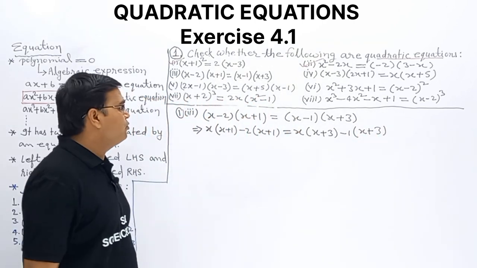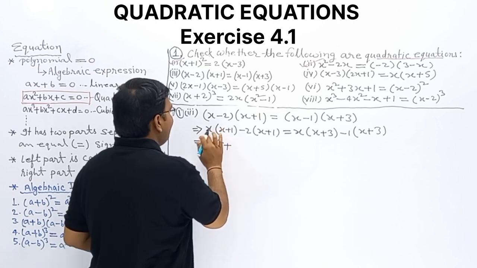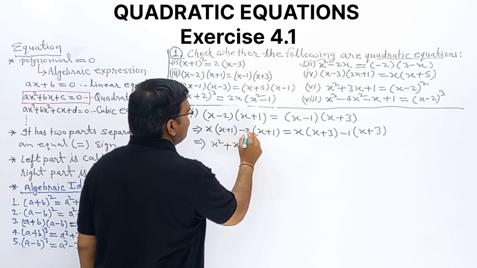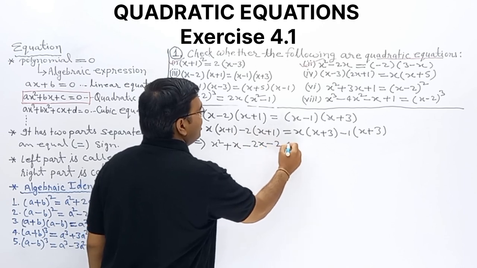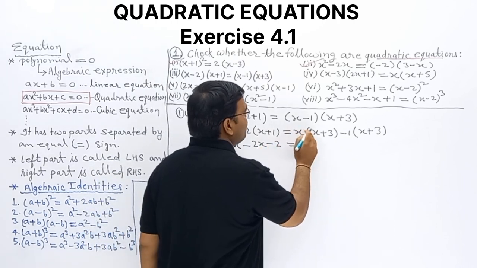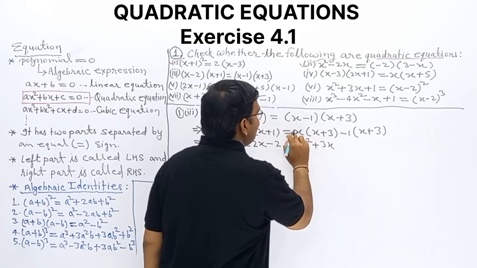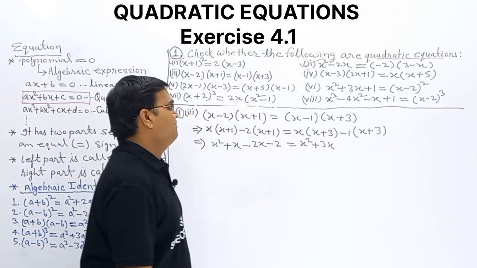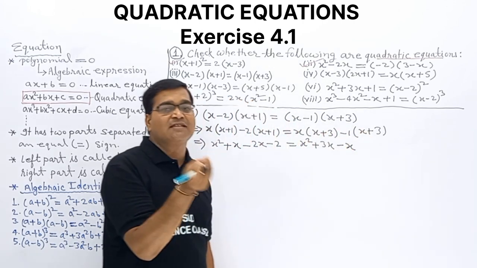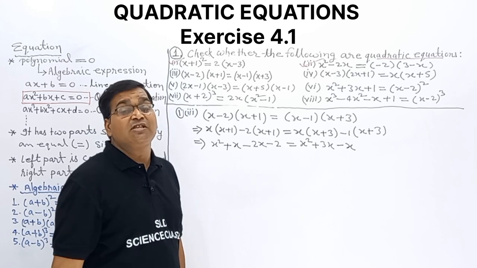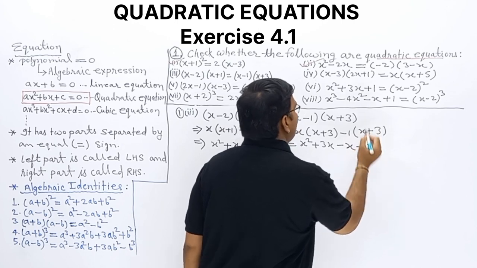Clear? No doubt. Solve. x into x, x square, plus x into 1 will be x, minus 2 into x will be minus 2x, minus into plus, minus 2, equal to x into x. They both have positive signs. x into x will be x square, x into this one plus 3x. Why plus? This one is plus and this one is plus, so we will use the plus sign. Minus 1 into x is minus x, minus into plus. If we have a minus sign outside, then inside the bracket we will change what? Sign. Minus multiplied by plus gives minus, and this will be 3.